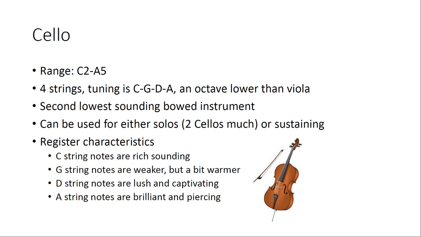One thing to remember is that the lower or bigger you go with these instruments, the strings tend to be a bit thicker, since they have to produce lower sounds, kind of like the guitar in that regard. And the register for the cello is, as you can see here, the notes played on the C string are very rich sounding, because since the string tends to be a bit thicker, the note is going to have a much fuller sound.